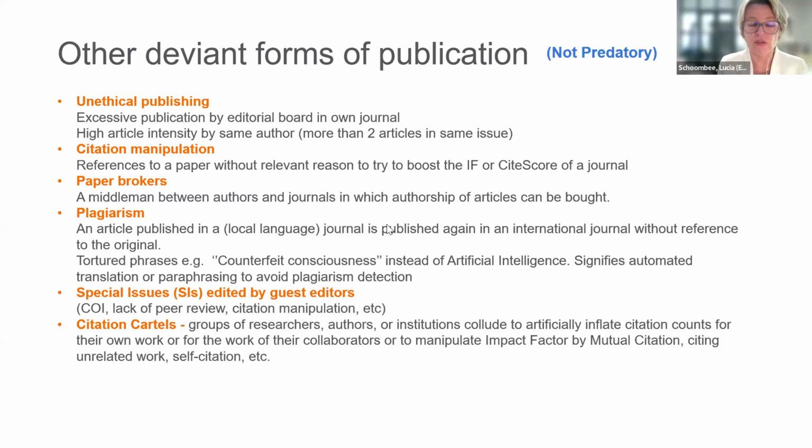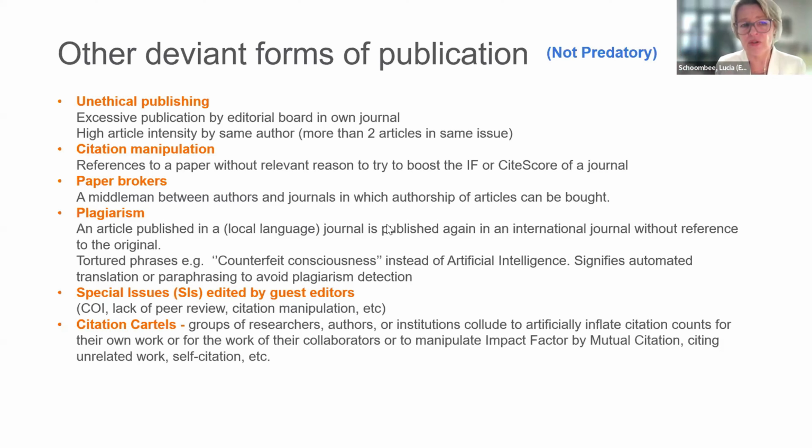And there are things like citation cartels. So groups of researchers, it could be researchers or authors or institutions, and they collude to artificially inflate citation counts for their own work, or also for the collaborators. And this is also to manipulate the impact factor, and also citing unrelated work, self-citation, etc. Right? So these are clearly unethical practices. It's not predatory. They're not making money directly from this. The aim is rather to inflate citation counts, inflate publication counts, with a later possibility of getting financial remuneration from that.